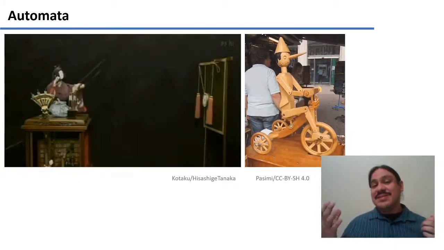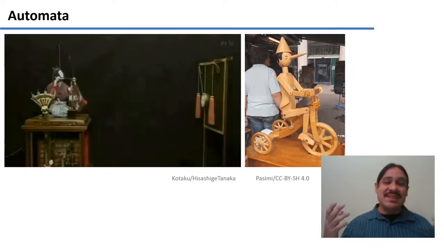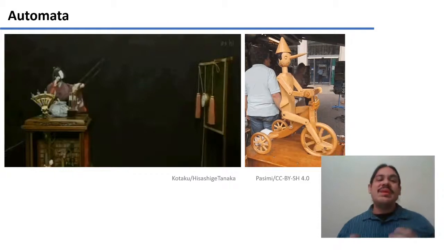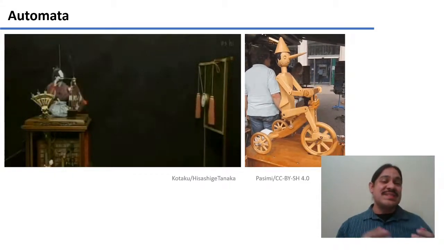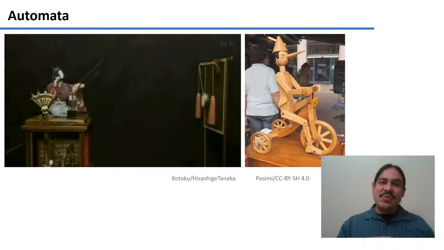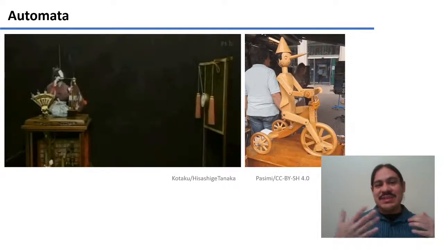As you can see on the right, the first ones were wooden. This is a kind of Pinocchio that spins a wheel again and again and again. The one on the left is more interesting. This is a karakuri ningyo, a kind of doll from Japan that performs actions in a series of steps.